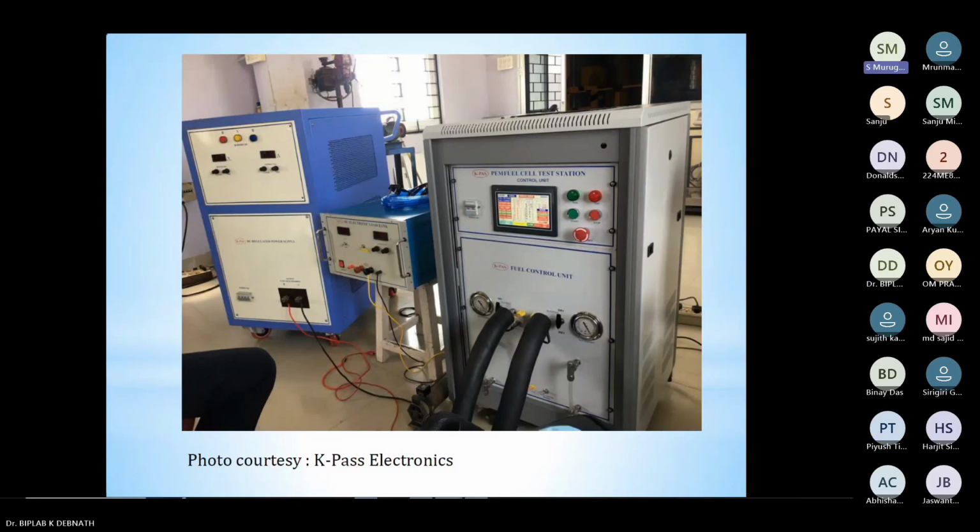So here you can see it's a test station. What you have? Fuel is supplied separately, air is supplied. At the bottom, you can see the front side, you can see black color tubes. So we supply fuel and air, and you get electrical power output. On the left hand side, you can see a blue color box, that is the connected load. Next, please.